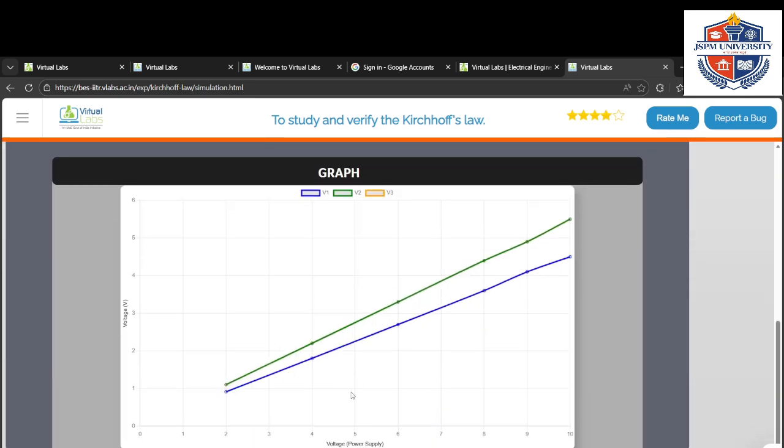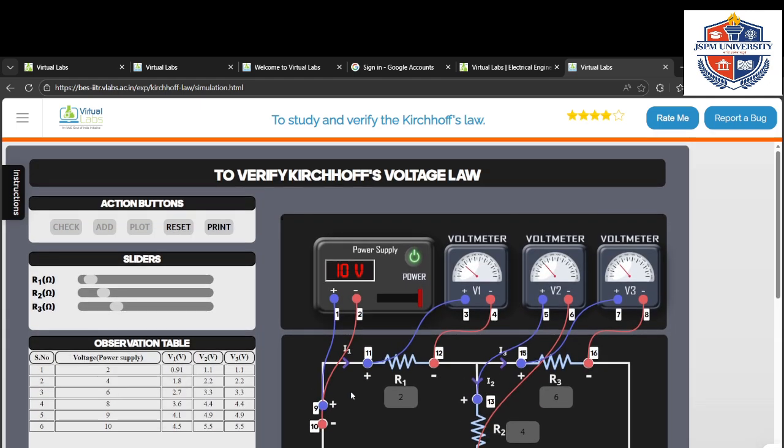So this way we can easily understand how one can verify this Kirchhoff voltage law. I hope this is very much interesting to you.